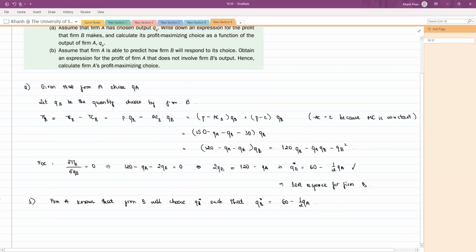So therefore, firm A, again, we're trying to maximize firm A's profit by choosing QA. Now again, firm A's profit is just the total revenue minus the total cost for the firm. And very similar to before, it's just going to be the price minus the marginal cost multiplied by the quantity QA chosen by firm A. The price is given by the demand function 150 minus QA minus QB. And the marginal cost is 30, so times QA.